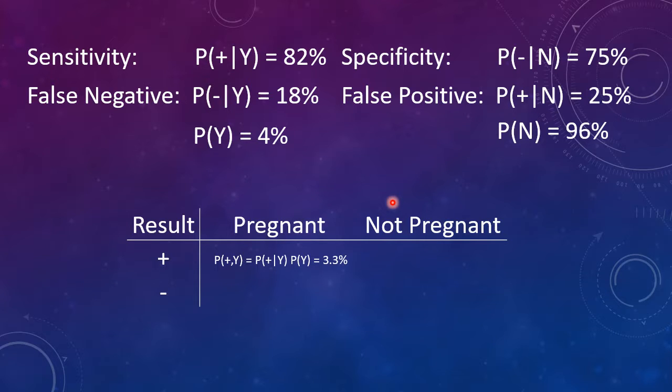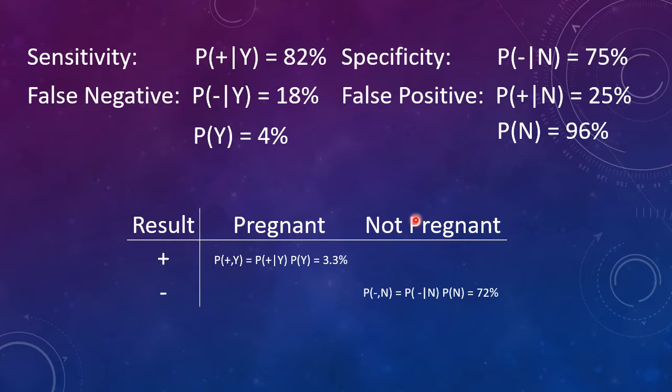What about the proportion of women who are not pregnant and get a negative test result? Well, we take the proportion of women who get a negative test result, given that they are not pregnant, and then multiply it by the proportion of women who are not pregnant. So we take the specificity, 75%, and multiply it by the proportion of women who are not pregnant, 96%, and that gives us 72%. 72% of women are not pregnant and have a negative test result. So much for the women who get accurate answers. Now let's fill in the women who get inaccurate answers.